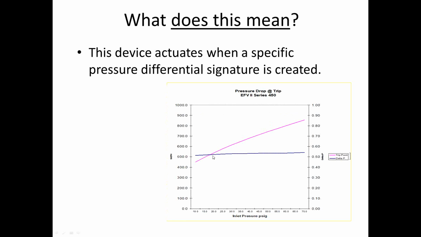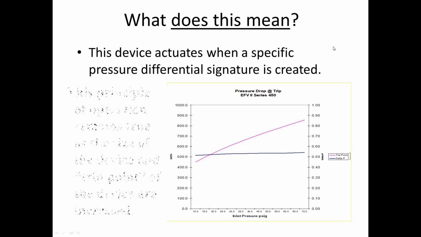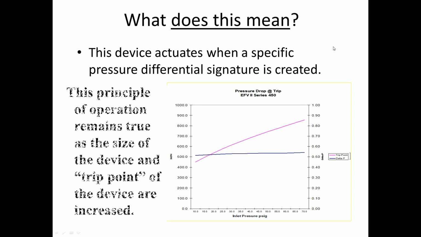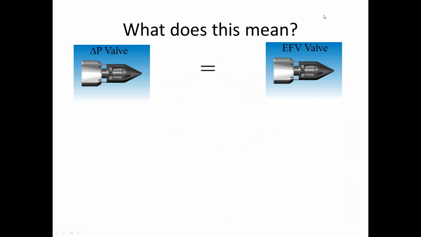You've got that pressure differential signature remaining constant, but your EFV is going to trip at different flow rates depending on the conditions. And that'll become a little bit clearer, but that's what we mean by predetermined condition. So the principle of operation remains true as the size of the device and the trip point of the device are increased. Okay, so let's move on here to the next slide.